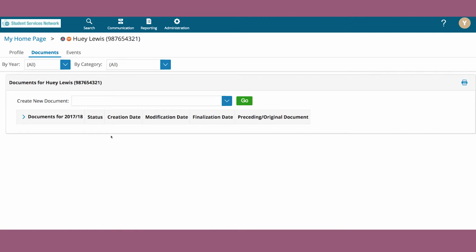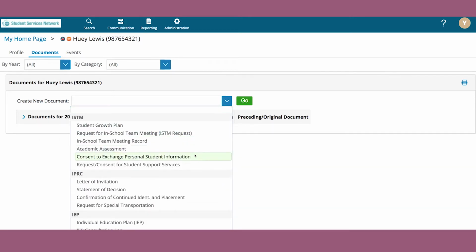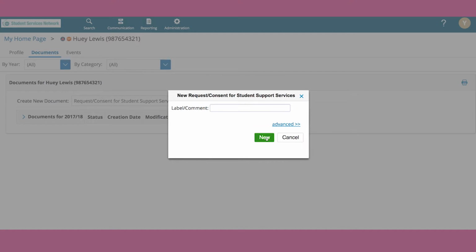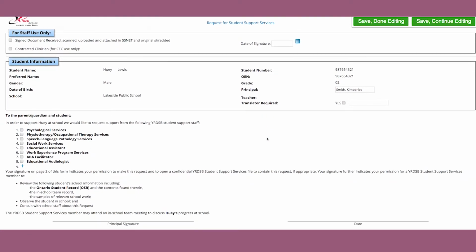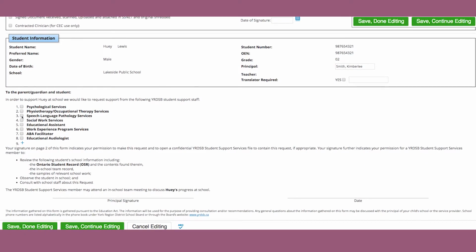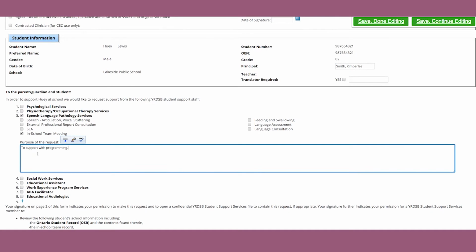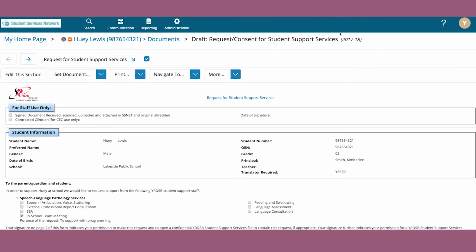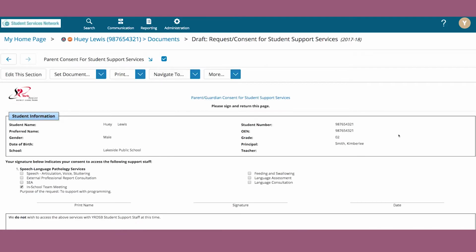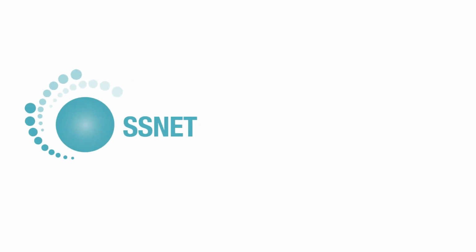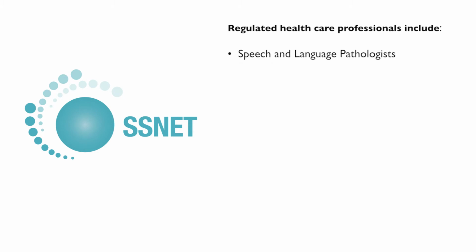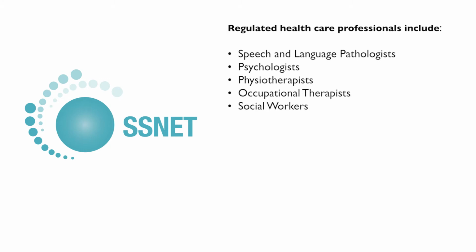The request consent for student support services is found on SSNet and is required for all board-regulated healthcare professionals to attend an in-school team meeting. Regulated healthcare professionals include speech and language pathologists, psychologists, physiotherapists, occupational therapists, and social workers.